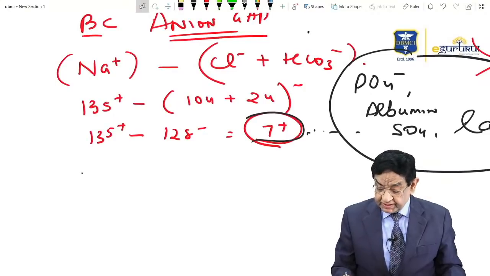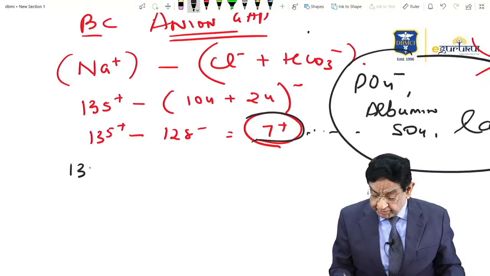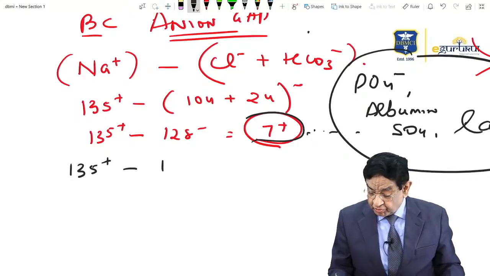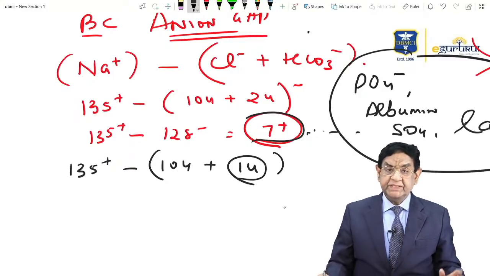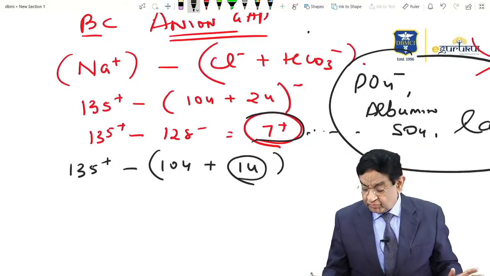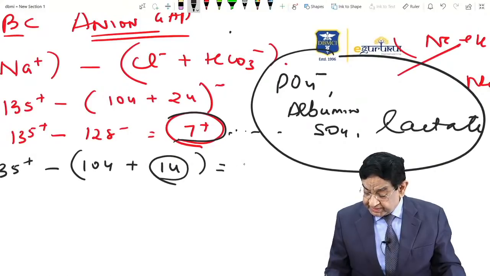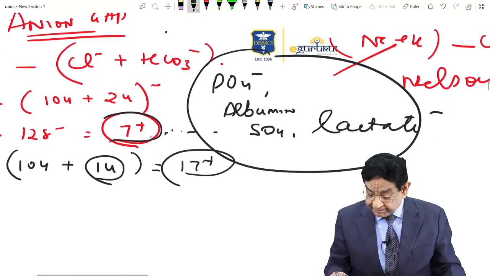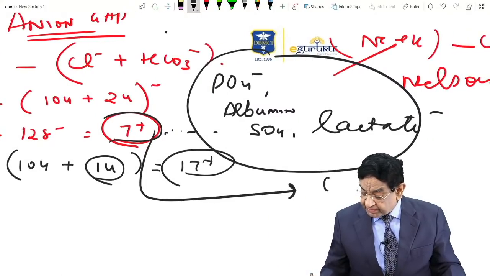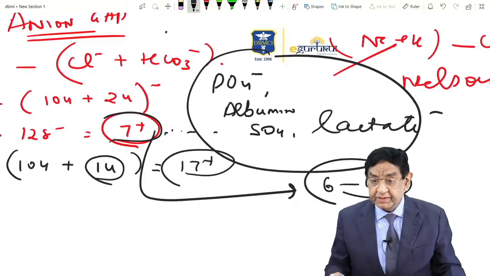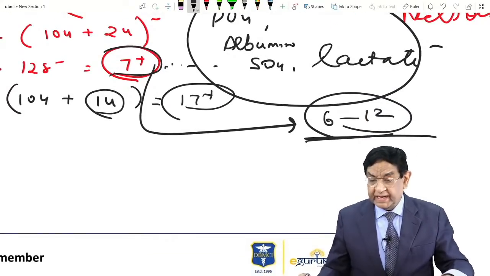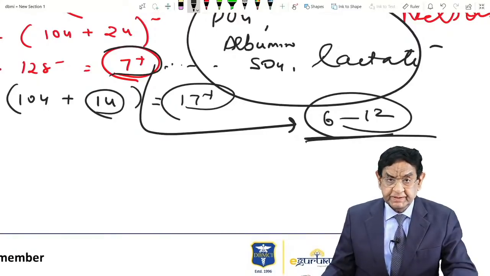So let's talk about one patient whose sodium is 135, his chloride is 104, but his bicarb is 14. Now bicarb 14 means what? It's a low bicarb. It's a case of metabolic acidosis. So now if you calculate the anion gap, this becomes 17. The normal range of anion gap is about 6 to 12. 6 to 12 is the normal anion gap, right?